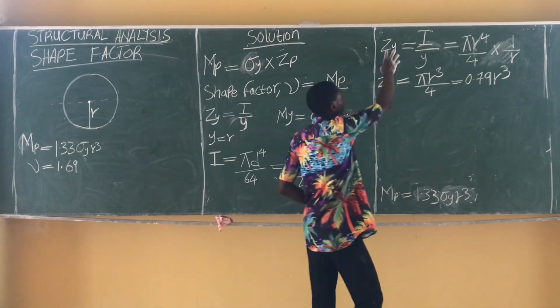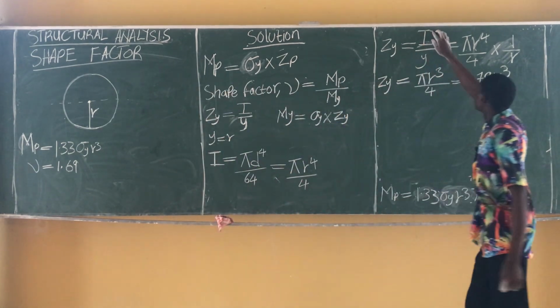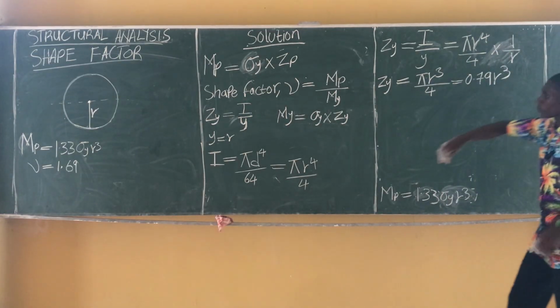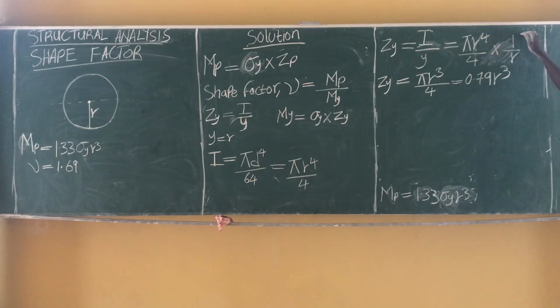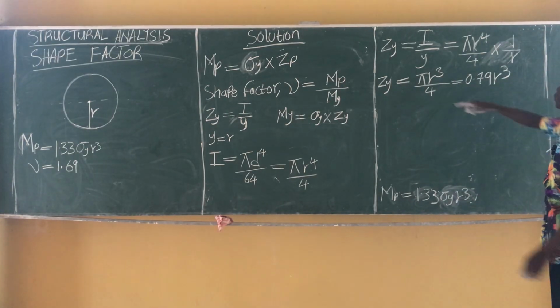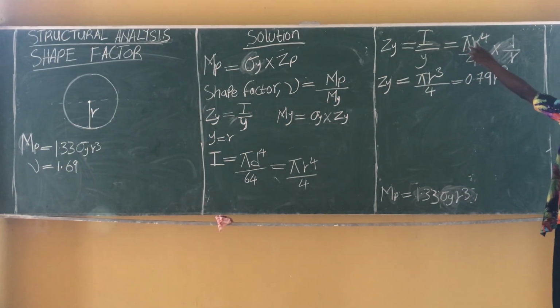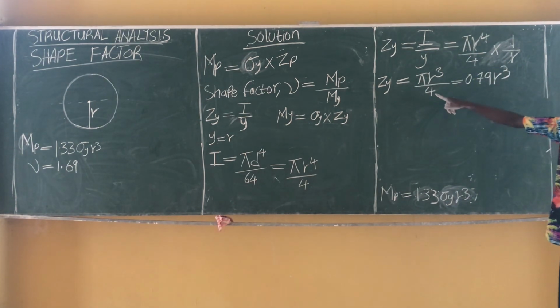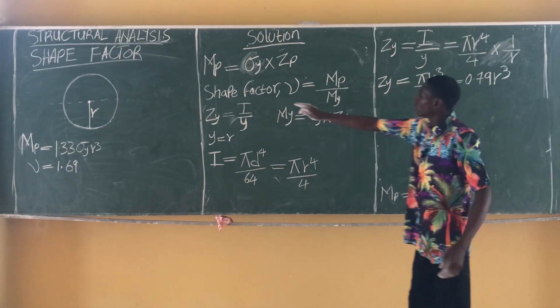Okay, so substituting this into this expression, we have I, which is pi r to the power 4 all over 4, divided by our y, which is r all over 1, taking inverse, 1 over r. So at this point, this r cancels out 1 part of this r. So our elastic section modulus Zy is equal to pi r cubed all over 4. So pi, which is 3.142 approximately, divided by 4 is equal to 0.79 r cubed. So we want to determine our shape factor.